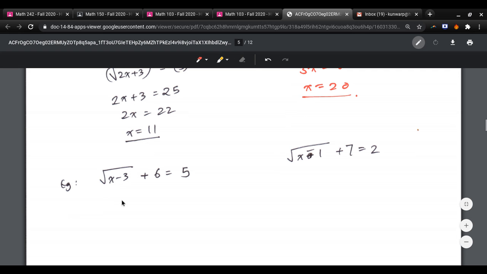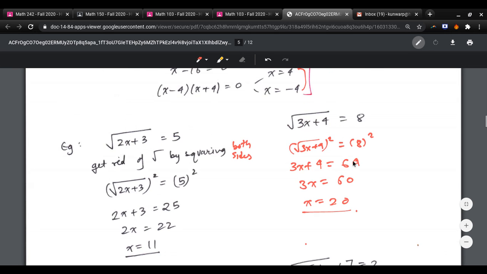Let's look at this example. I have to do a little bit of work right before this. So I have root x minus 3 equals negative 1. Squaring, root x minus 3 squared is negative 1 squared. It's x minus 3 is 1. So x is 4. Now let's go back and verify these results.